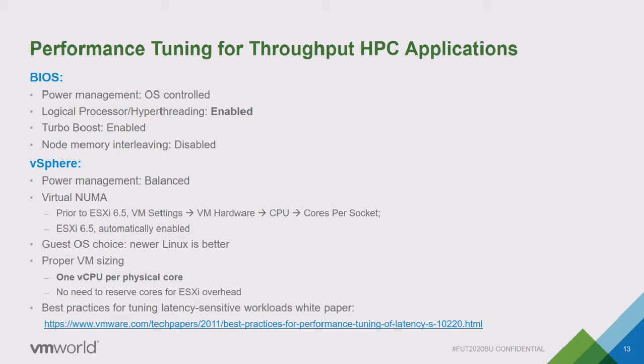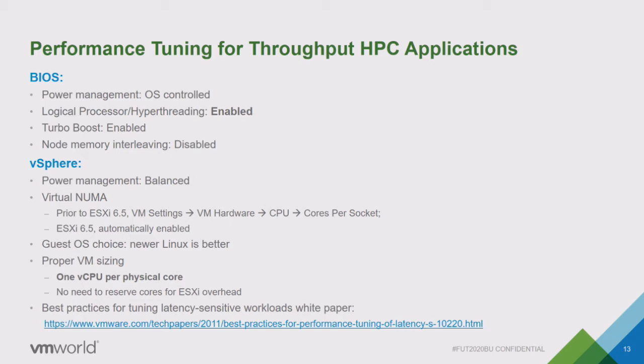Okay, so at the vSphere level, we usually go with balanced power management for these applications, unless they're really, really latency sensitive. If they're latency sensitive, then you would want to go with a maximum or performance setting for the power management. Virtual NUMA is really important, especially if you're dealing with a VM that is big enough to span physical sockets in the box.